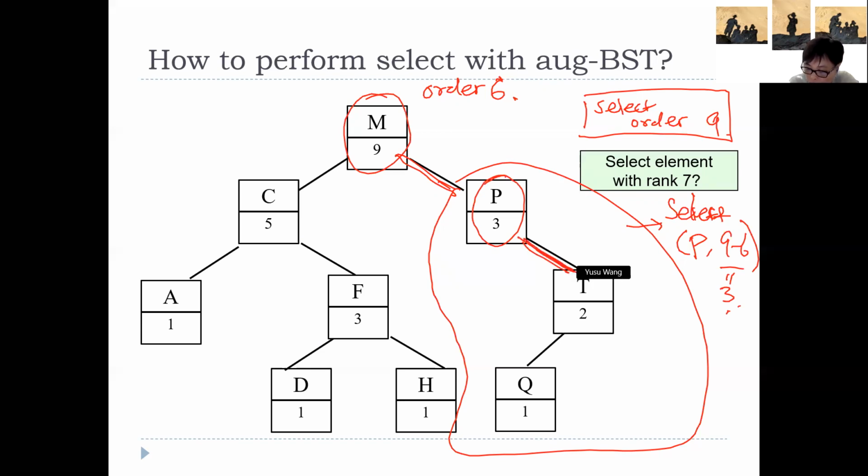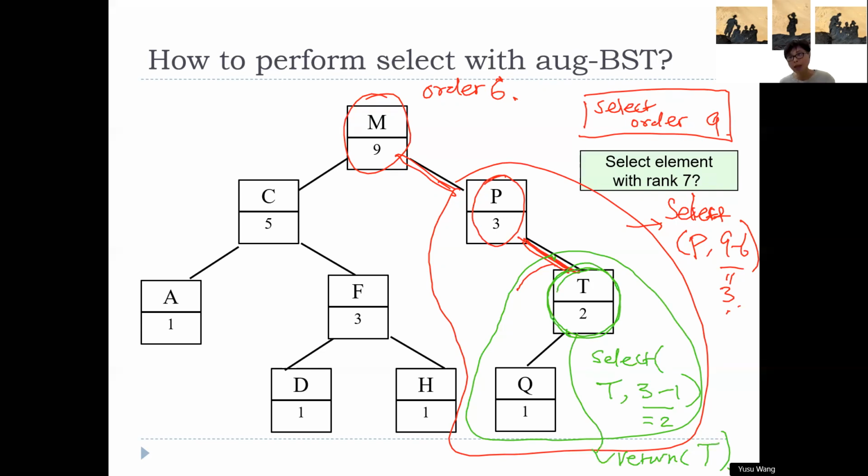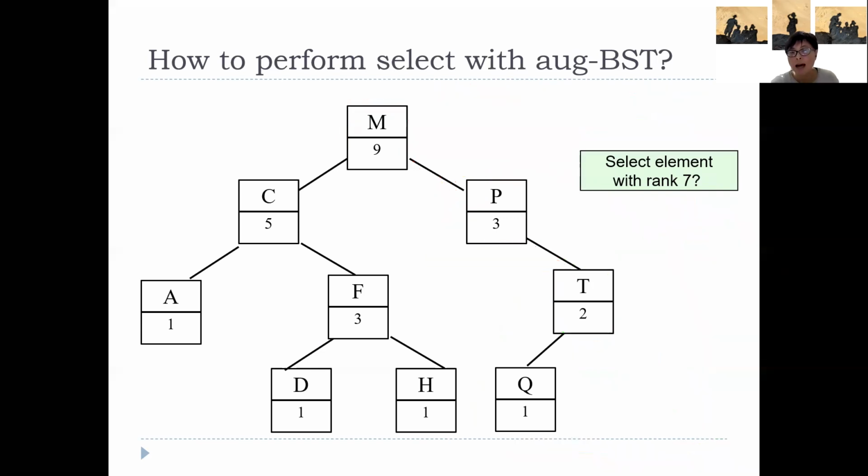Since now I have 1, so within this part, let me use a different color. Now here I need to select within this subtree, which is the subtree rooted at T, but I'm looking for size 3 minus 1, which is 2, because I have one number that I eliminated smaller than me. That's equal to 2. So now I figure out that I have 1 to my left, so the rank of T is 2. So we simply return T. This is what we have. Okay, all right. So this is the idea behind the algorithm.